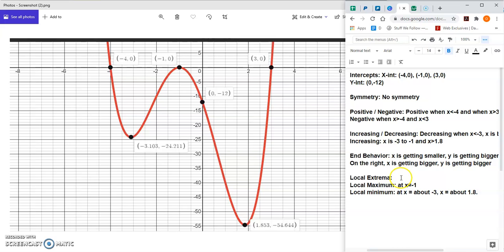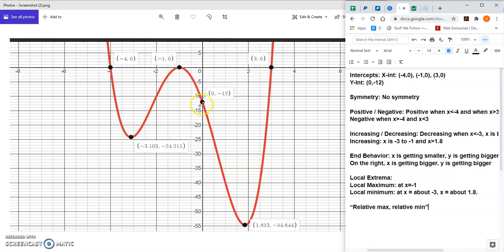One more thing to note there. Your book calls those relative maximum or relative minimum. That's the same thing. Relative max, relative min. And there you have it. X-intercepts, y-intercept, symmetry, positive and negative, decreasing, increasing, end behavior on the two ends, local extrema, maximum and minimum. I think we covered all the terms in the book in that lesson.